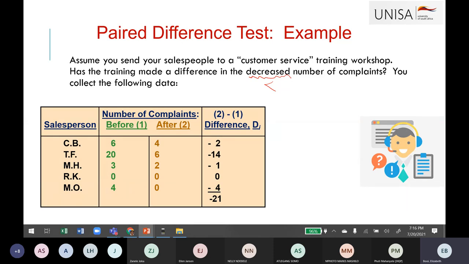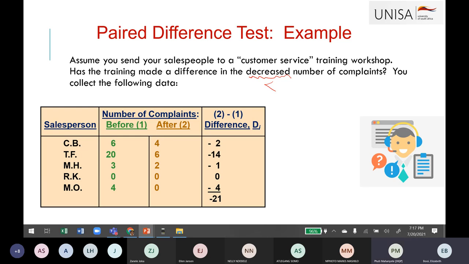So it's a decrease, so it will have a less than in your alternative hypothesis. So we know the names of our salespersons. Before the complaints, before they went on the training or the workshop, and after the workshop, the complaints that came through. We need to calculate the difference. So in this instance, we take 2 minus 1. In my example, I used 1 minus 2. So here we take in 2 minus 1, after minus before. So 4 minus 6 is -2, 6 minus 20 is 14, 2 minus 3 is -1, 0 minus 0, so there is still no complaints, is 0, 0 minus 4 is -4.